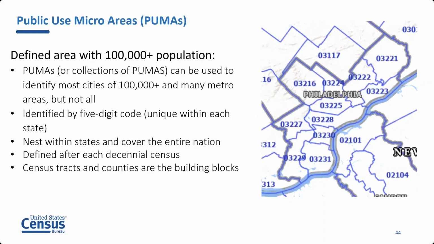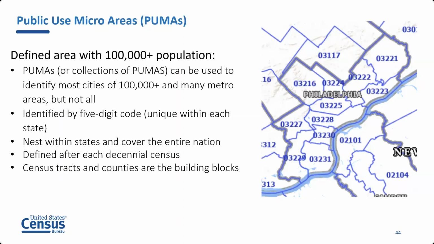So I did want to go over public use microdata areas, or PUMAs, before we jump into our final example. PUMAs are geographies of 100,000 people or more that can be used to identify most cities and many metro areas. While this does not cover all cities and metro areas, PUMAs do cover large swaths of the population and can be identified by a 5-digit code that is unique within each state. PUMAs are nested within states and do cover the entire nation, so you will be able to get full geographic coverage when you use PUMAs in MDAT.